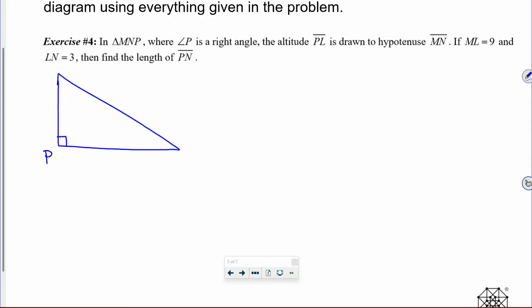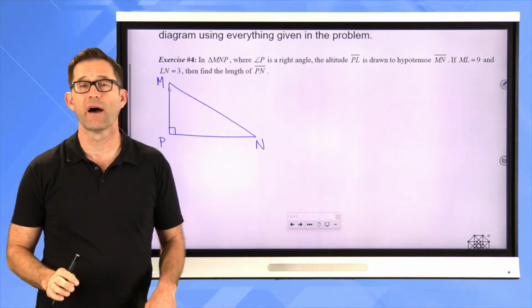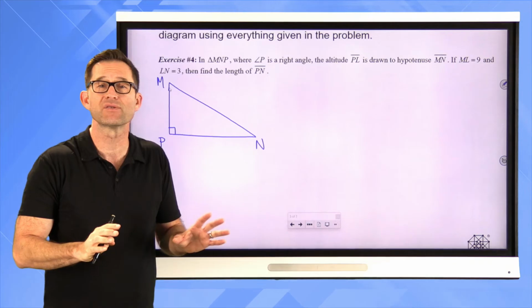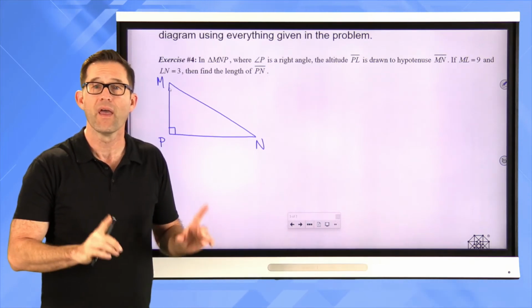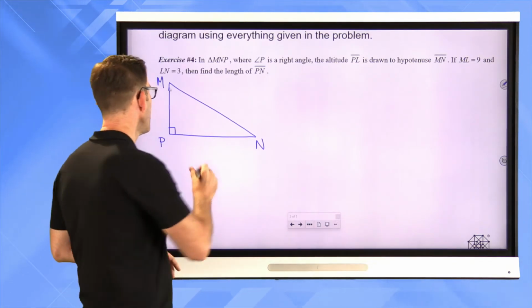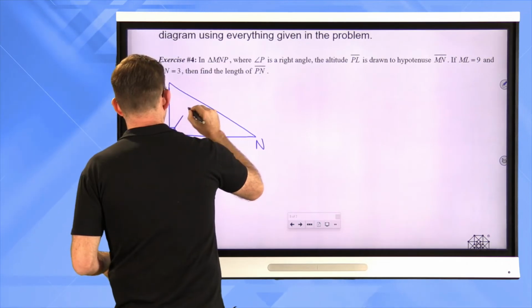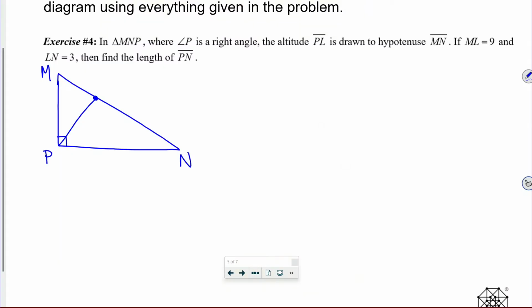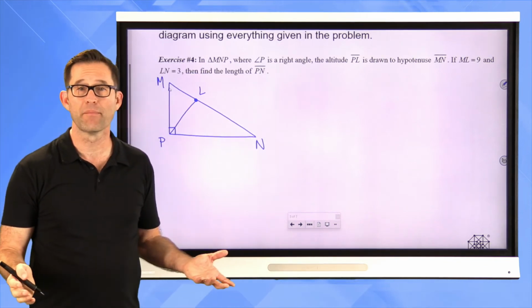Right there. That means I can put M and N in either one of the sides. It doesn't matter. This doesn't have to necessarily be perfect, right? And now my altitude is drawn. What is my altitude? Well, it's PL. Okay, so now I've got my picture.